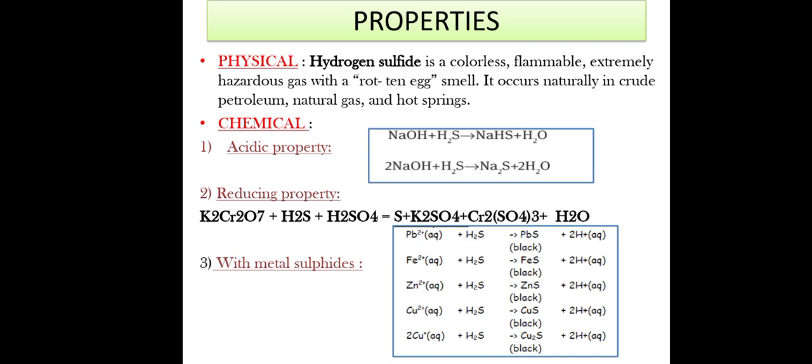Properties of H2S. H2S is a colorless poisonous gas with a smell like that of rotten egg. H2S is heavier than air. H2S is fairly soluble in water at 0 degrees Celsius and 1 atmospheric pressure. Aqueous solution of H2S is acidic. Aqueous solution turns blue litmus red.